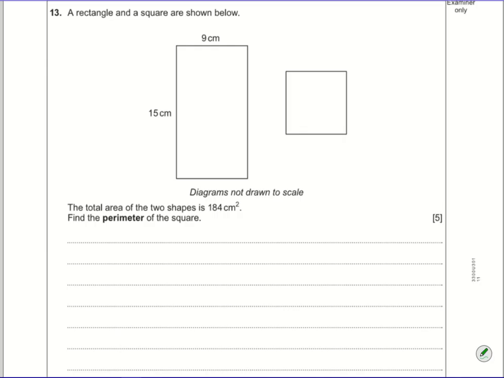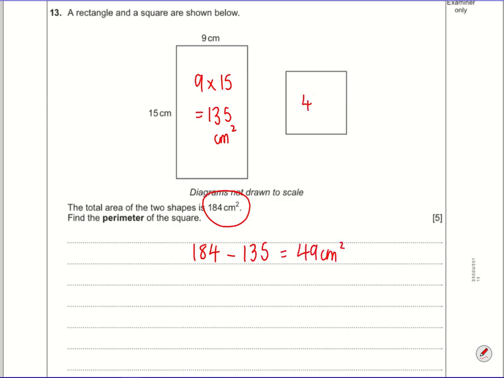Right, now we have some numbers for the rectangle. We've got a 9 and we've got a 15. So 9 times 15 is 135 and our units are centimetres squared. The total amount of area for both shapes is 184. If we take 184 away 135, that leaves us with 49 centimetres squared for the square.